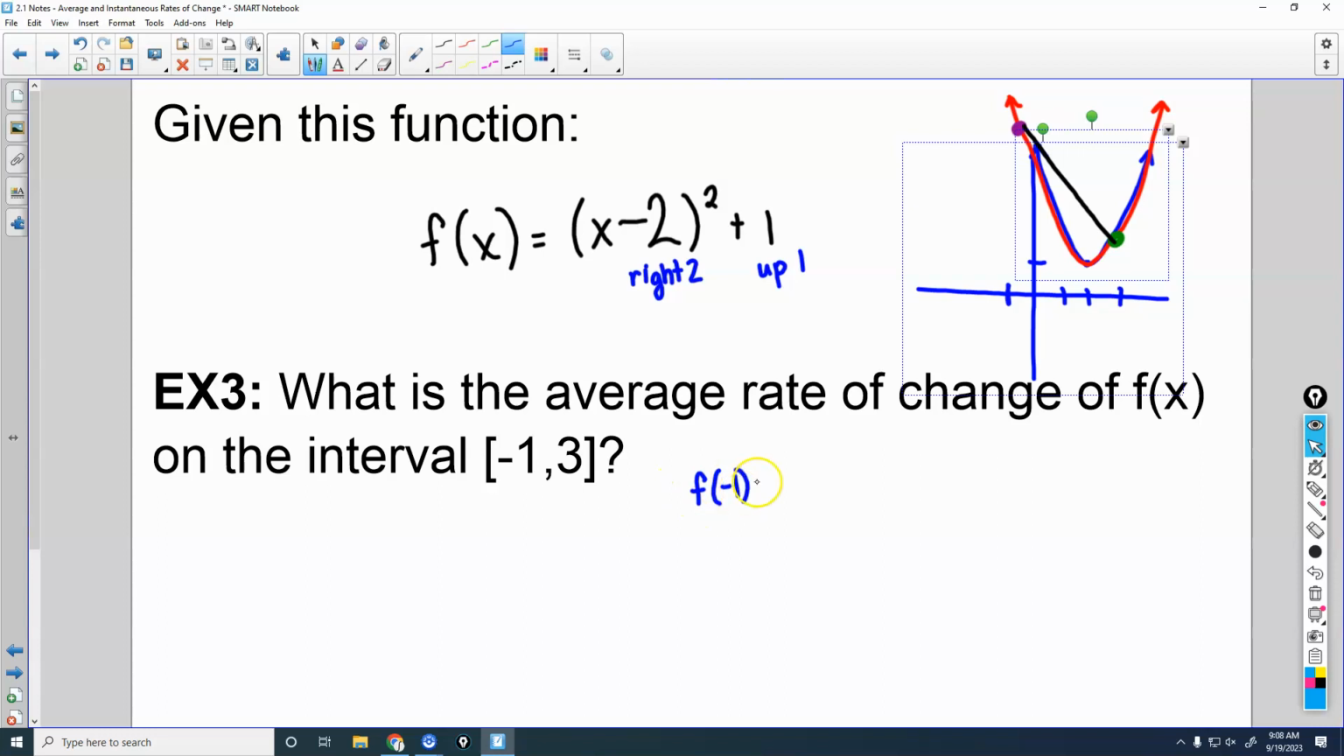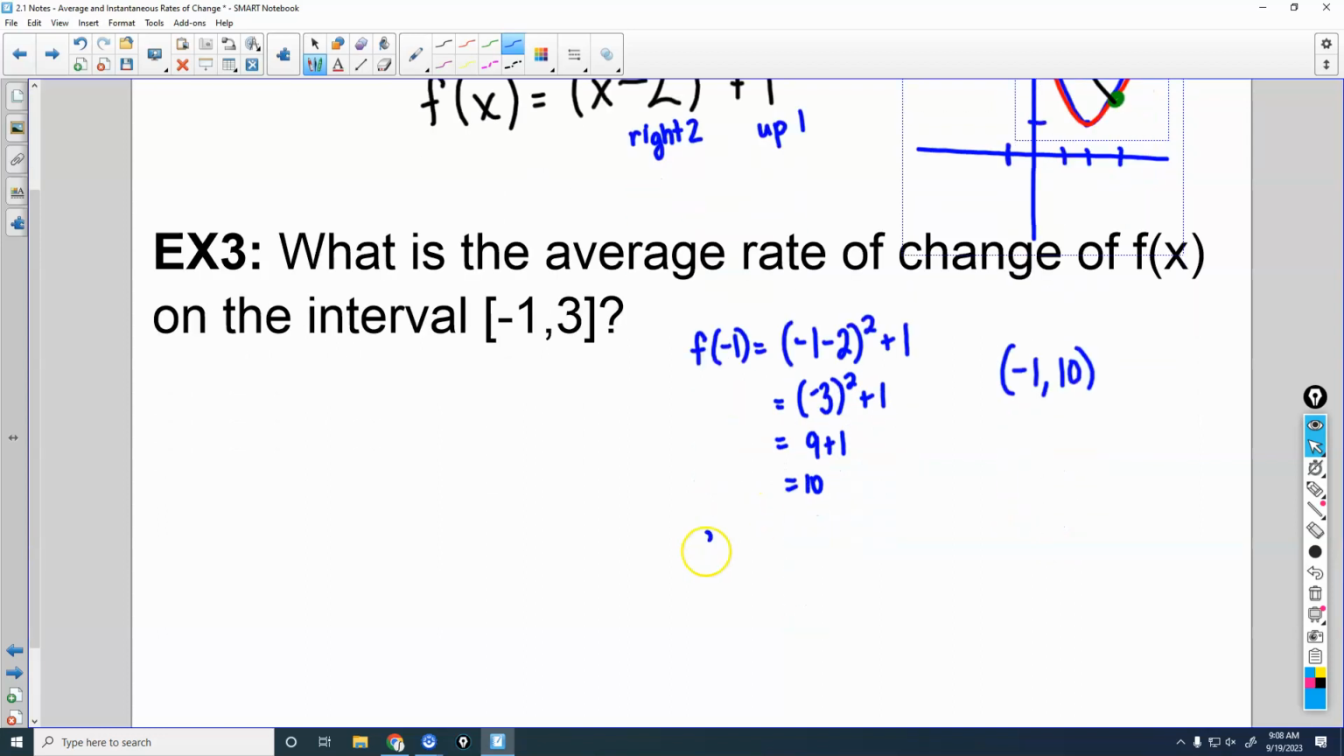So f of -1 would be (-1 minus 2) squared plus 1. So (-3) squared plus 1, which is 9 plus 1, which is 10. So that first point is (-1, 10). Then we need to also find f of 3. So f of 3 would be (3 minus 2) squared plus 1. So that is 1 squared plus 1, which is just 2. So that's the point (3, 2).